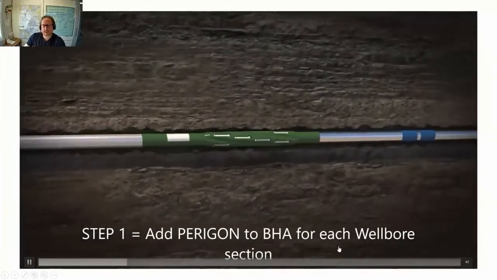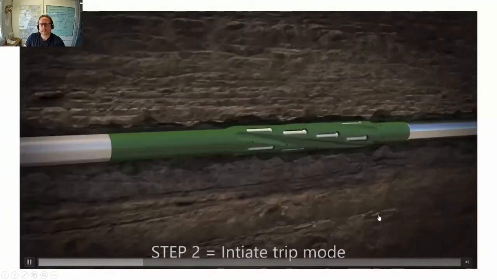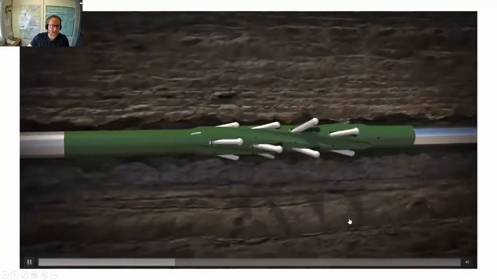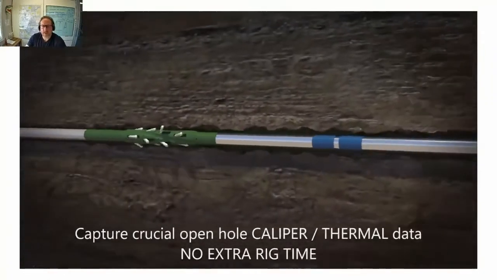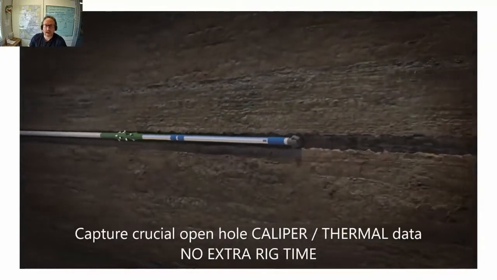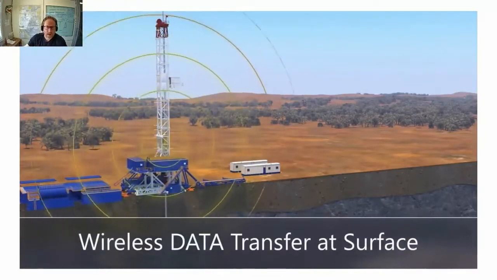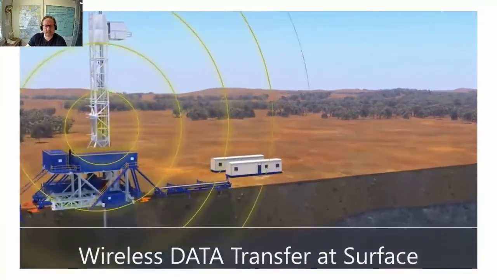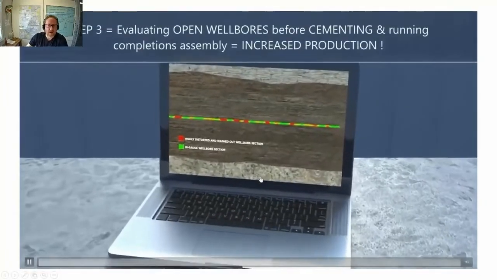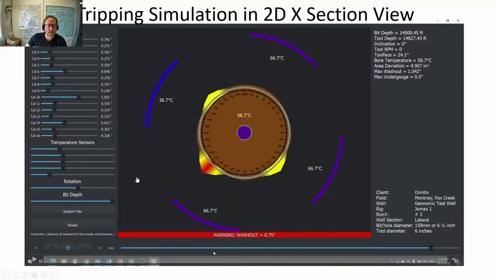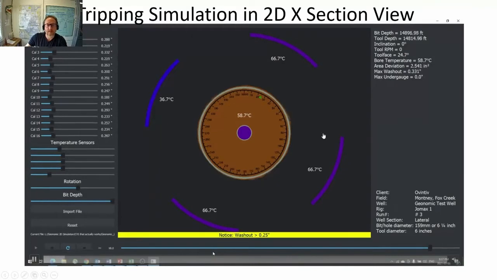And here's how this works. When we're running our wellbore section, we initiate trip mode. Our arms come out. Now we're actually mechanically contouring inside this wellbore, plus thermal logging it. We have convex contact pads that make proper contact with the inside of the wellbore for actual mechanical measurements. So of course, evaluating the open borehole is how we can place the completions assembly in the right spot.